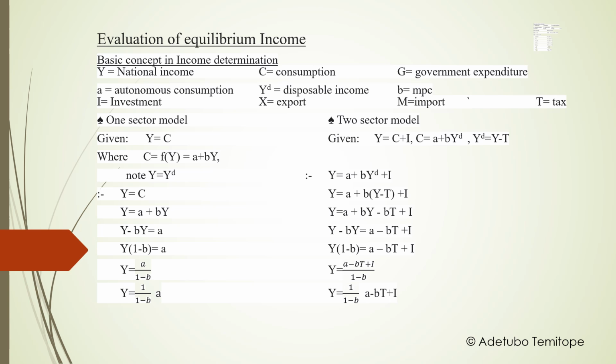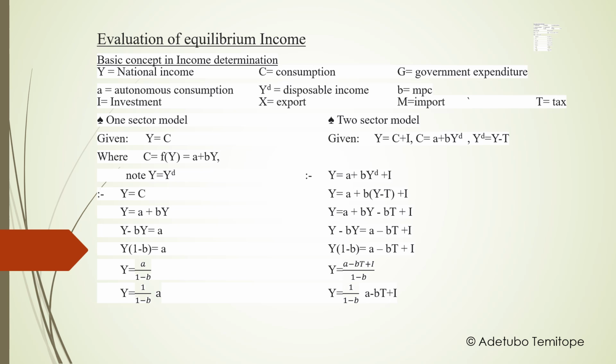We have given Y equals C plus I. Our consumption function is given as a plus bYd. Our disposable income is given as our income minus tax. So all we need to do is substitute the value of those functions into that income model. So we have Y equals a plus bYd plus I. Yes, we substitute the consumption function into that income model.